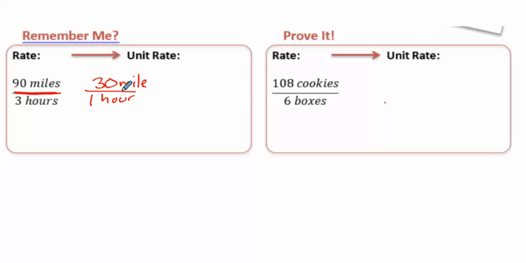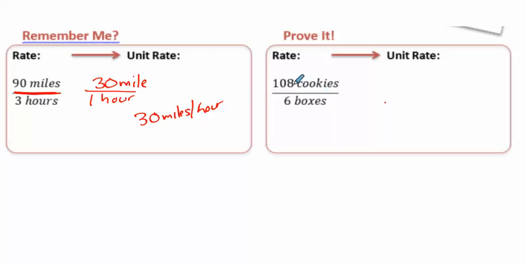Okay, I want you to make sure you're writing this part down. I don't want just 30 as your answer. I want you to say 30 miles per hour. You can write it like this, or you can say 30 miles per hour. Okay, all right, let's look at the next one.